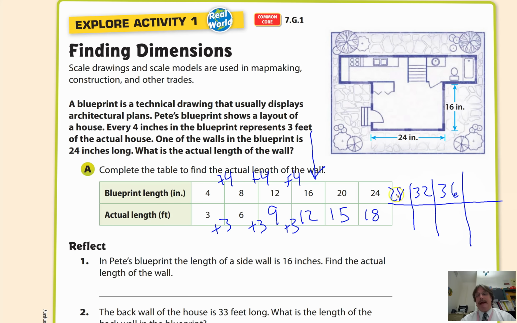So I went ahead and extended the rate table. 24, 48, I added 4. 32, I added another 4. 36, I added another 4. Obviously the 36 is greater than the 33, but the 32 is less.